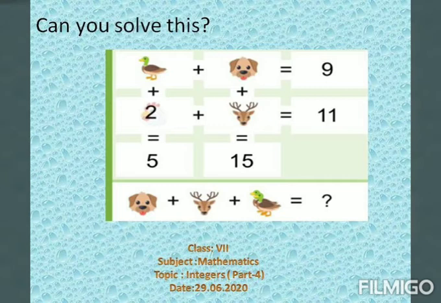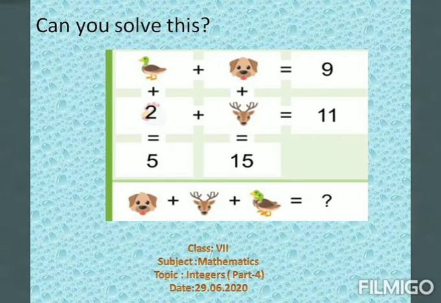Again the same procedure. What number should be added with 2 to get the sum 5? We should add 3 with 2 to get the sum 5. Therefore the value of a duck is 3. Then what is the value of 2 ducks? That is 6.